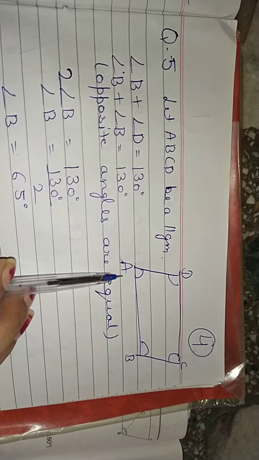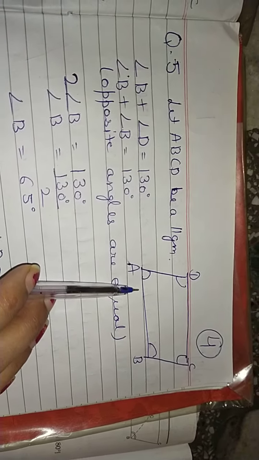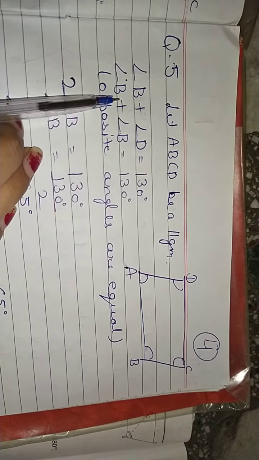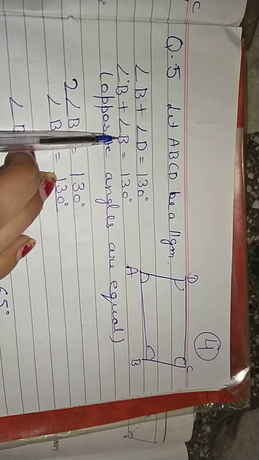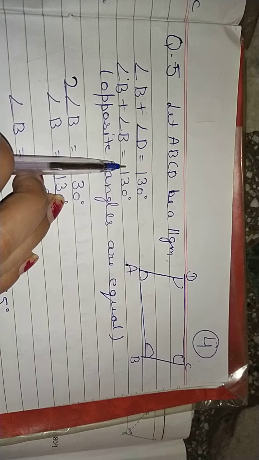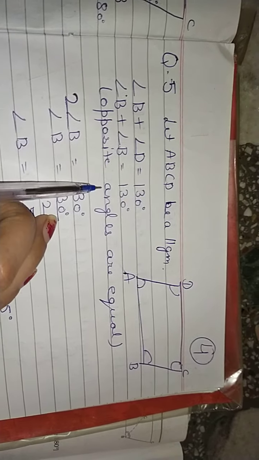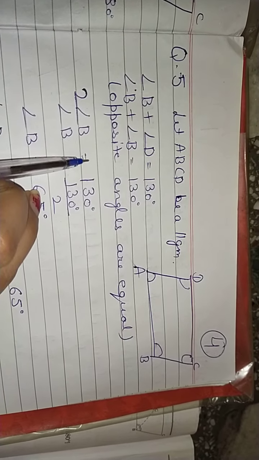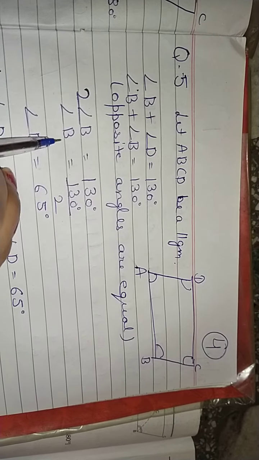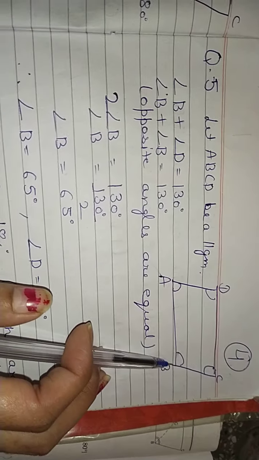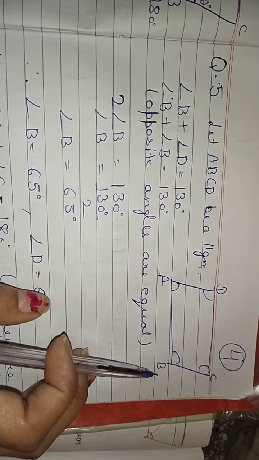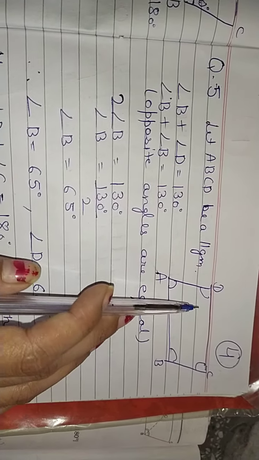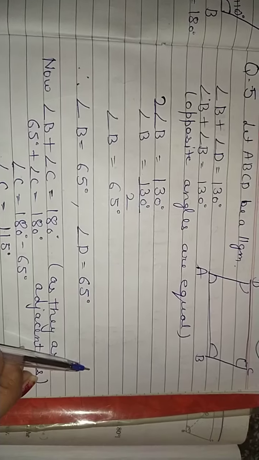Now we know that opposite angles are equal. It means instead of angle B plus angle D, we will suppose angle B plus angle B is equals to 130 degree because opposite angles are equal. Now 2 angle B is equals to 130 degree. Therefore angle B's value will come to 65 degree. And as we know angle B is equals to angle D, it means angle D's value will also be 65 degree.